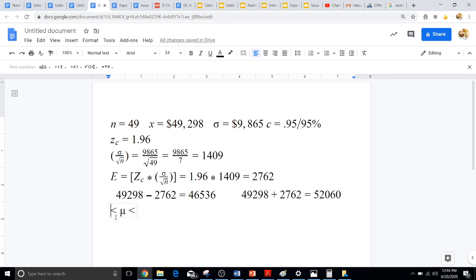Remember, we're going to put our lower level here on the left, 46536. And we're going to put our upper level, 52060, on the right. What this tells us is that our population average, or the average for all employees at Google, is going to be between $46,536 and $52,060. Let's go ahead and write that out.